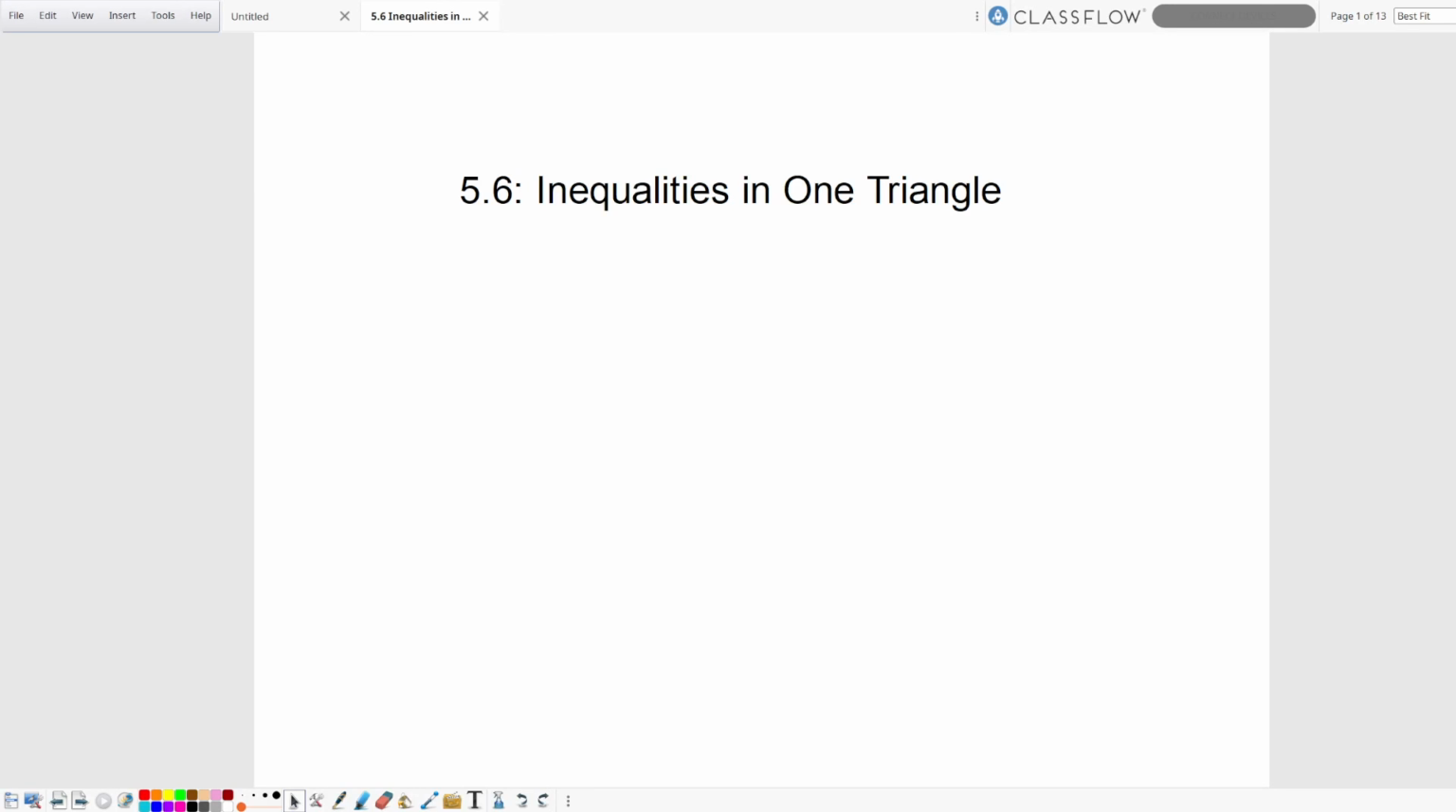Okay, today we are taking a look at inequalities in one triangle. We will be taking a look at the triangle inequality theorem, which is about figuring out what measurements of side lengths actually allow us to form a triangle. And then we'll take a look at some other statements dealing with inequalities and just one triangle.